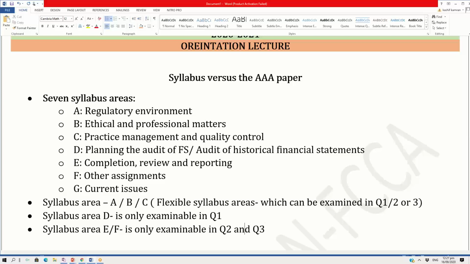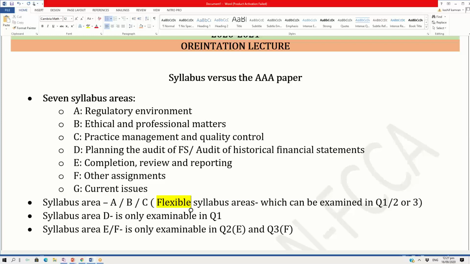Or to be very specific, question number 2 comprises the syllabus area E, and question number 3 comprises the syllabus area F, if you want to make it very particular. But do also remember that in question number 1, 2, 3, syllabus area A, B, C is flexible. So the flexible area can be in question number 1, in question number 2, and it can be in question number 3.